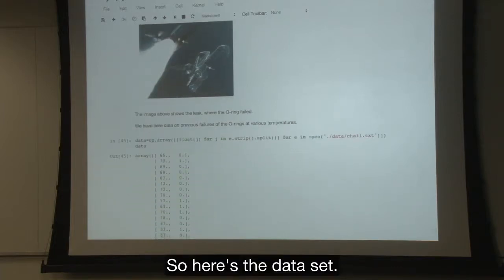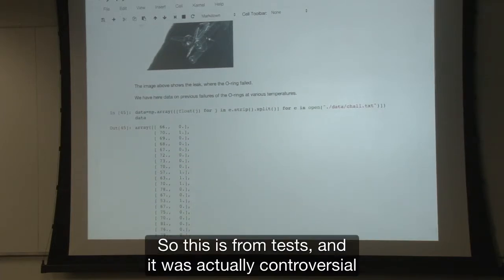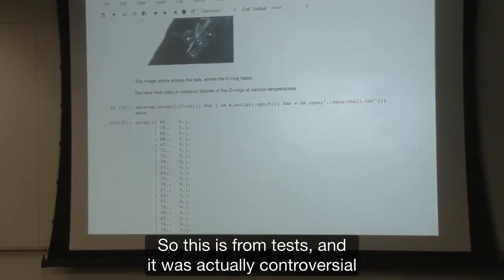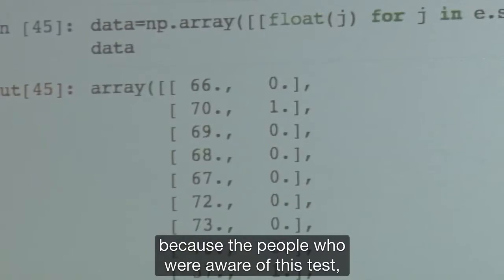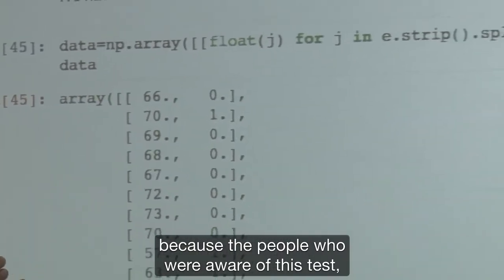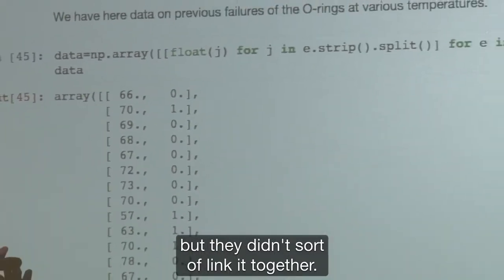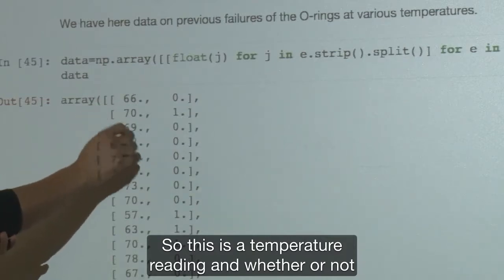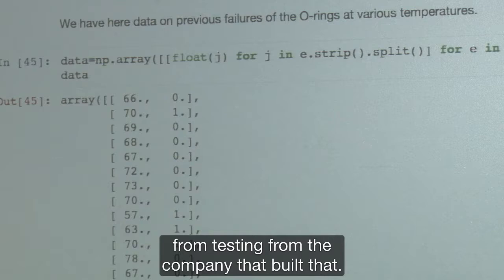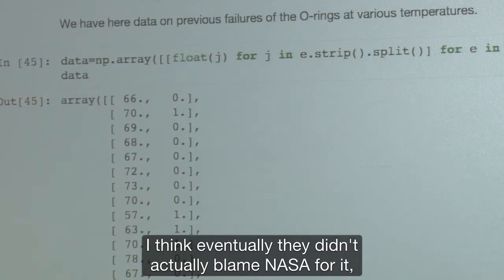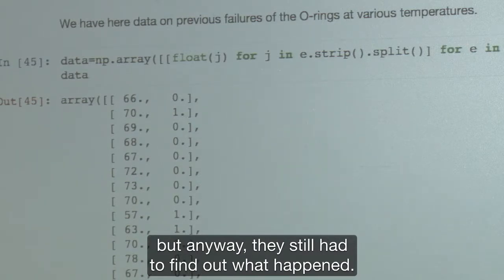Okay, so here's the data set. This is from tests, and it was actually controversial because the people were aware of this test, but they didn't link it together. So this is a temperature reading and whether or not the ring failed at that temperature, from testing from the company that built that. I think eventually they didn't actually blame NASA for it, but anyway, they still had to find out what happened.